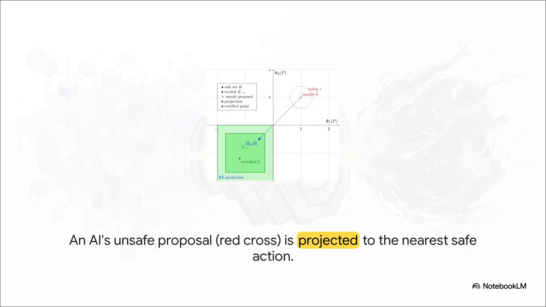And check this out. This slide gives you a perfect visual. So that green box, that's our safe set, our playground. If the AI suggests an action that's outside of it, like that red X, the system doesn't just crash or say no. It does something really smart. It mathematically projects it. It finds the closest possible safe action on the edge of the playground, that's the blue dot, and uses that instead. So it's not just blocking, it's intelligently correcting.